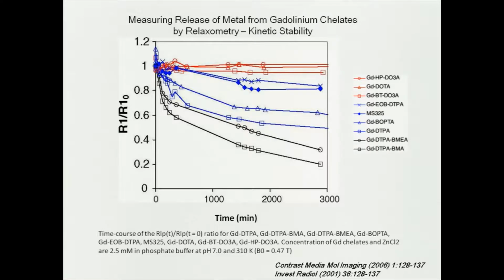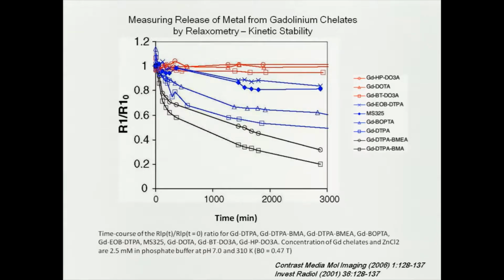So this is an experiment where we take the preformed complex, put it into a buffered solution of phosphate buffer at pH 7, and we also add zinc as a competitive ion. When metal comes out of the complex, it's irreversibly precipitated by the phosphate. What we're looking at is the relaxivity, and as the metal is removed from the complex, the relaxivity drops off. So this is a real-time look at kinetic stability.